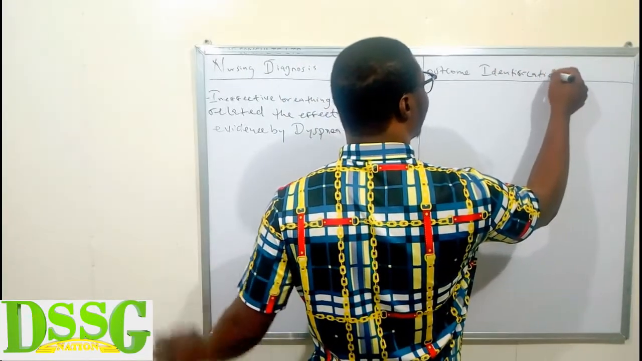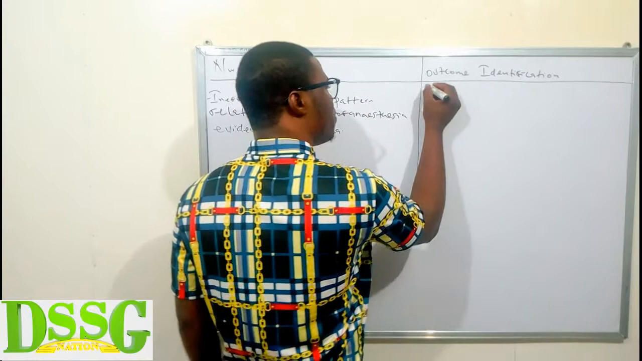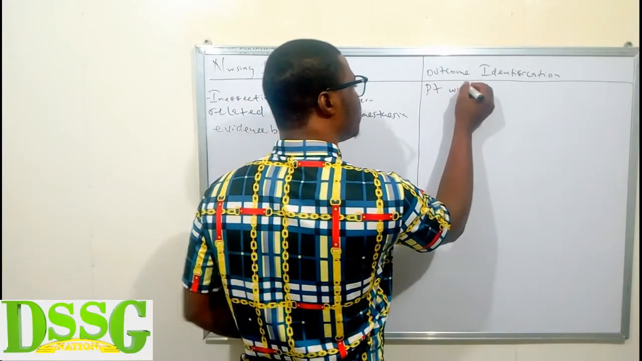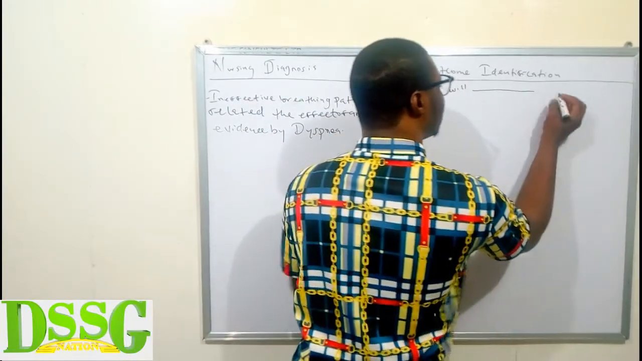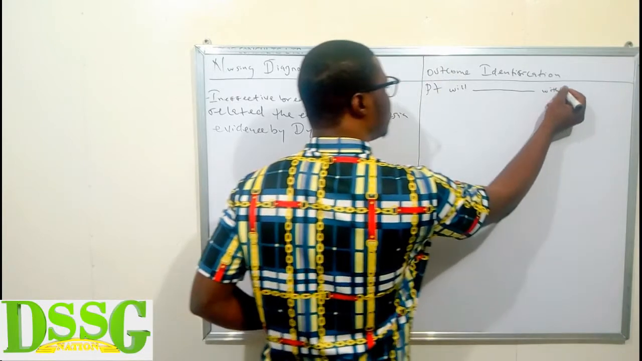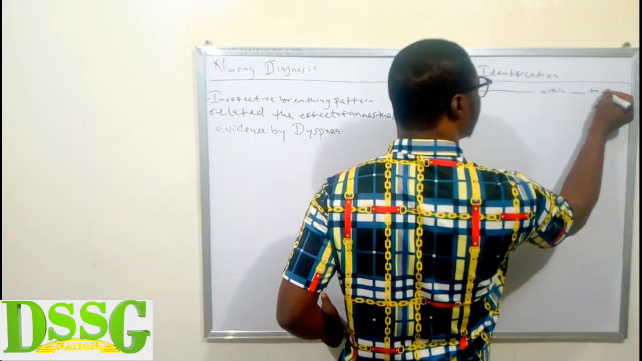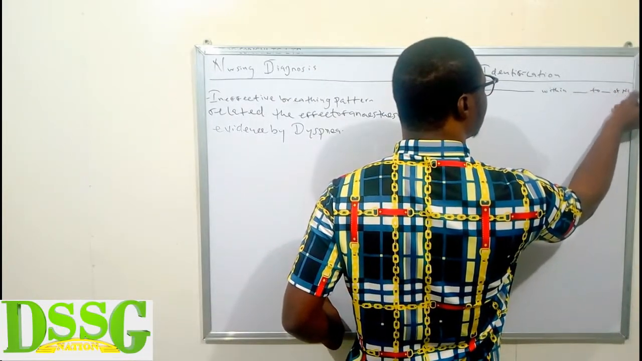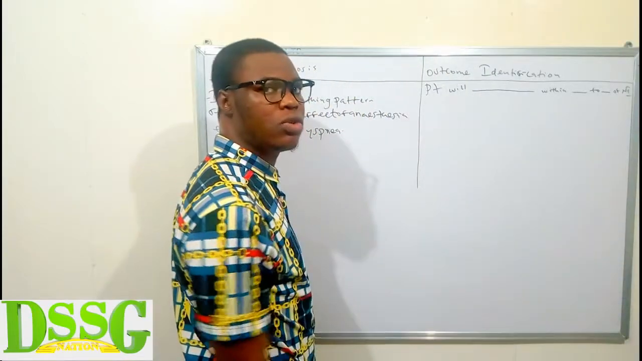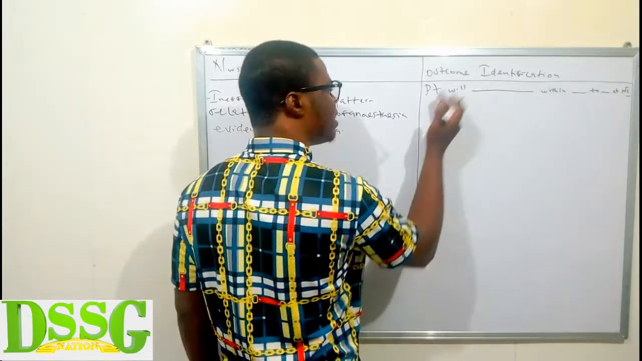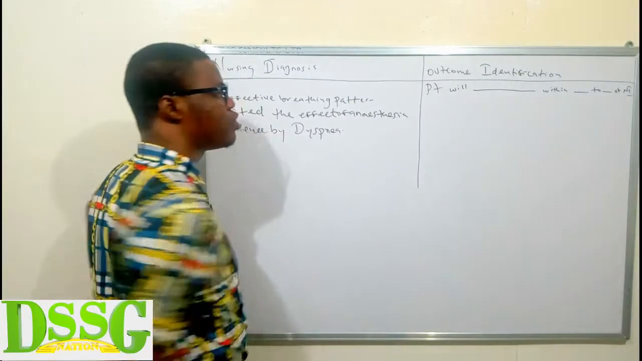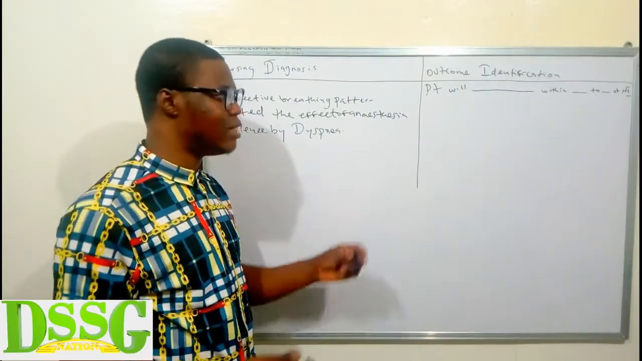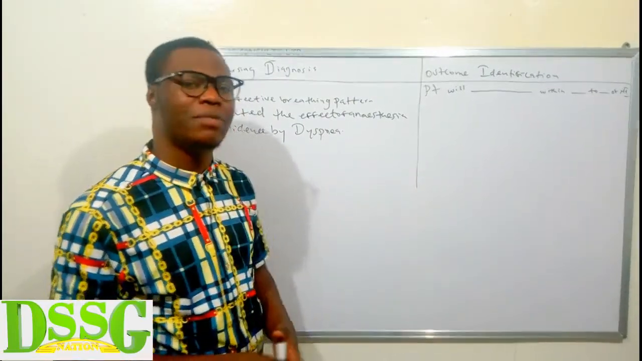So now for the outcome identification, the format is what? Patient will dash within dash to dash of nursing intervention. So what's going to happen now? It will be patient will dash. So you have to solve the problem in the sentence. So the patient is having a breathing problem.